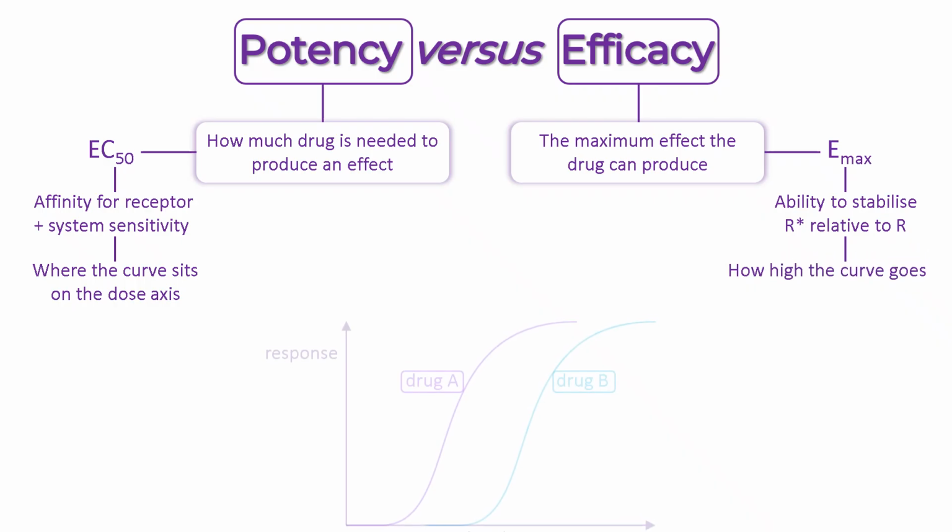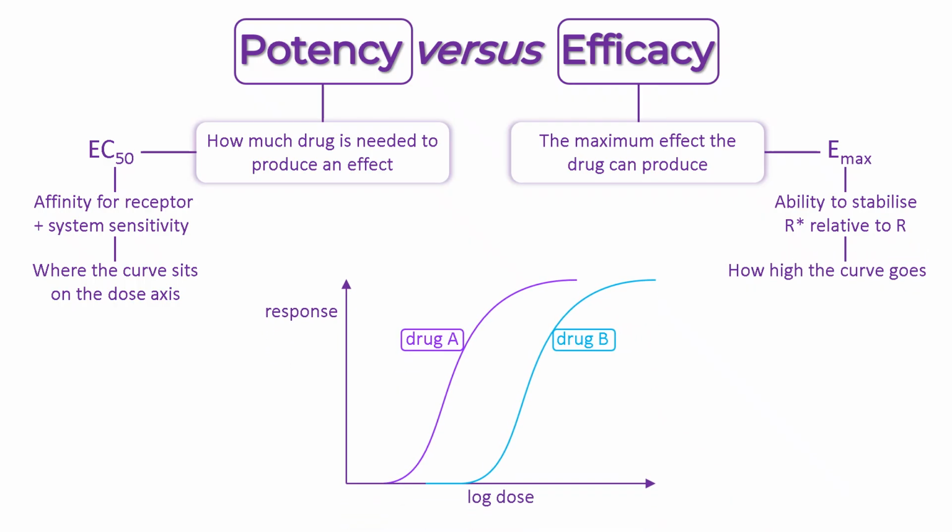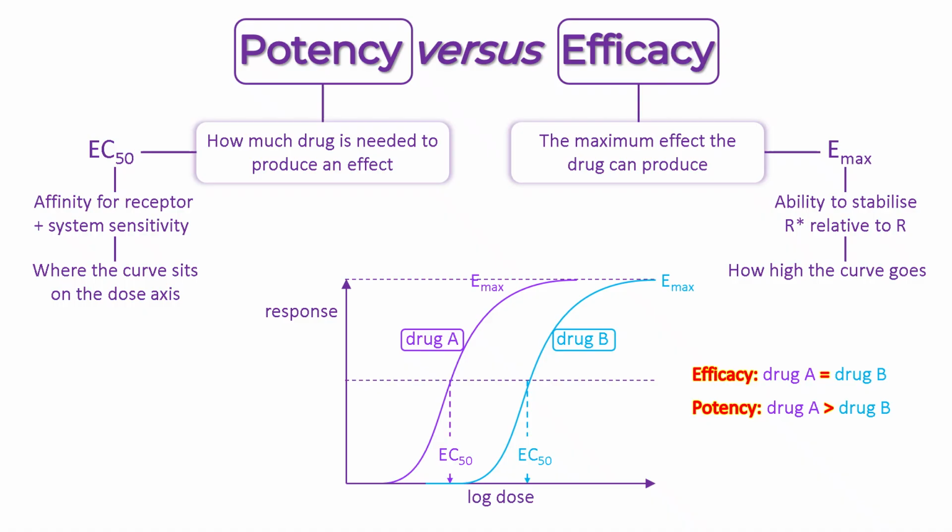Let's see what that looks like in practice. Here we have two drugs, drug A and drug B. They have the same maximum response, so they have the same efficacy. But drug A has a lower EC₅₀ than drug B, indicating that it has a higher potency.